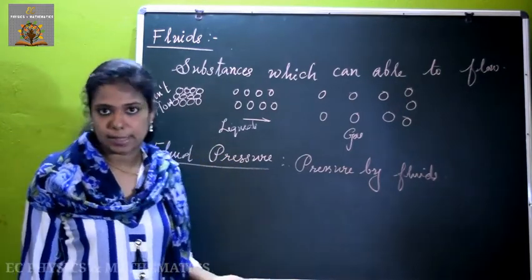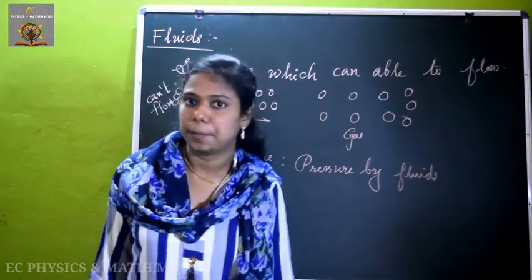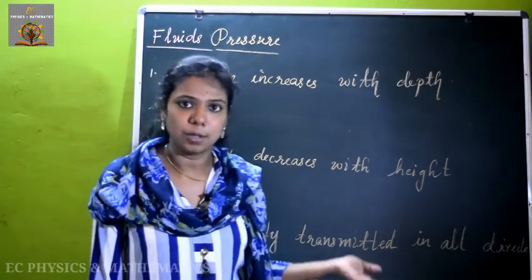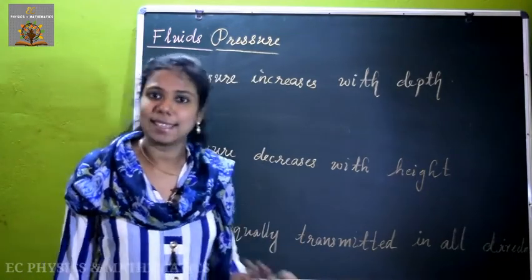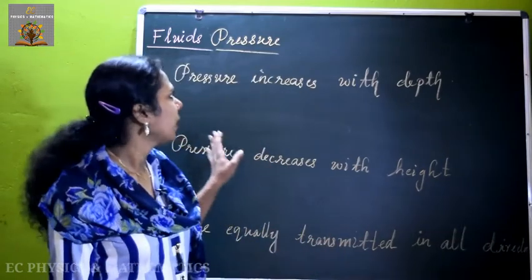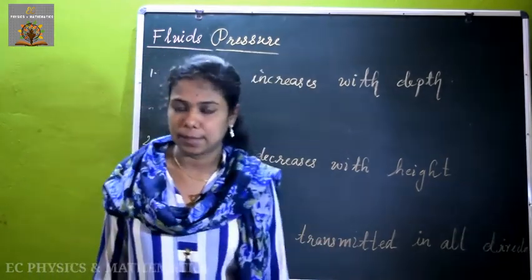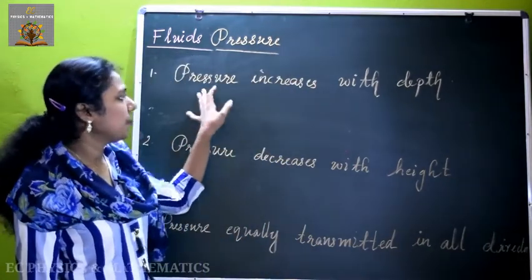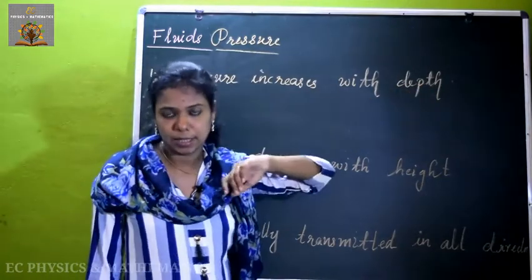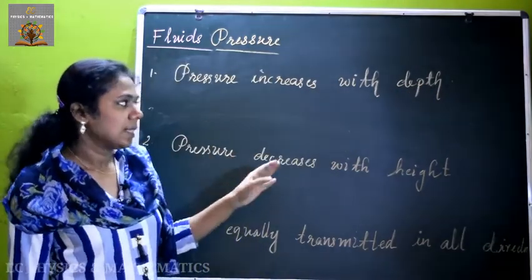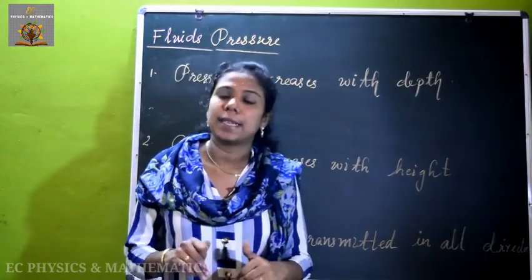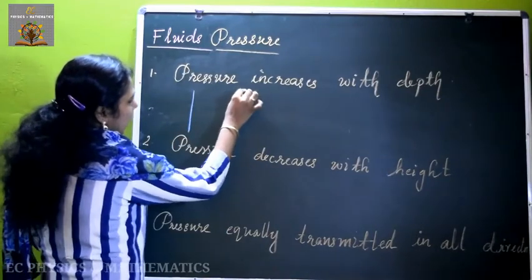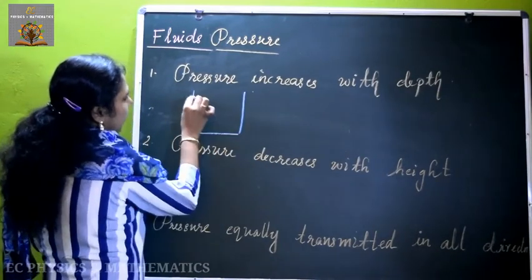Next, properties of fluid pressure. We studied what fluids are and what the examples of fluids are. Next, we are going to study the properties of fluid pressure. The first property is that pressure increases with depth. That means if depth increases, pressure increases. Okay, we are taking an example. This is a container filled with water.